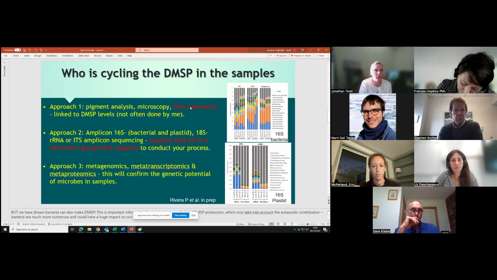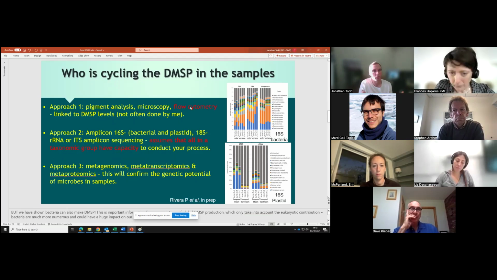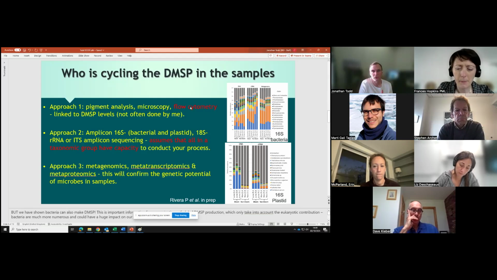I've summarized these into different approaches. The first approach, many of you guys are already doing: when you go out and take your samples, you look at pigment analysis to suggest what sort of phytoplankton might be in your sample. You also can do microscopy and apportion the ability of some known organisms to actually produce and/or cleave DMSP. Some people, including Steve, who's massive on my screen at the moment, have done flow cytometry to separate the microorganisms by size and by pigments and apportion the DMSP content to those different groups.